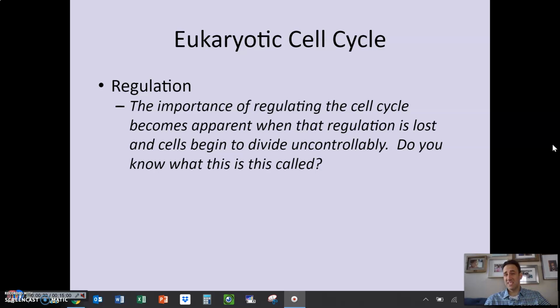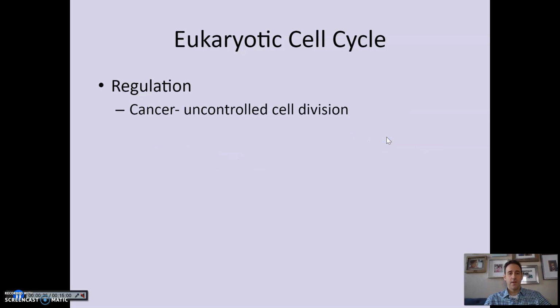Do we know what it is? It is cancer. So cancer is uncontrolled cell division. And unfortunately, it is quite likely that if you don't now, at some point in your life, you or someone you know is going to end up with cancer. It affects lots and lots of people, and so it's worth understanding how this works.